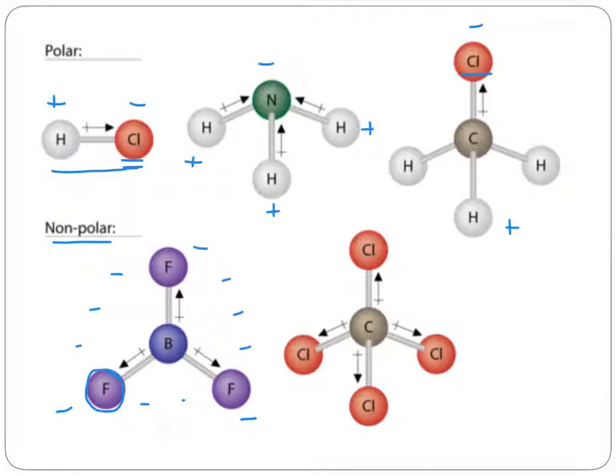The same is true of carbon tetrachloride here on the right. Again, the chlorine is more electronegative than the carbon, and so electrons are going to be pulled away from the carbon towards the chlorine, but it's just going to create this negative cloud all the way to the outside, and so you're going to have another nonpolar molecule.